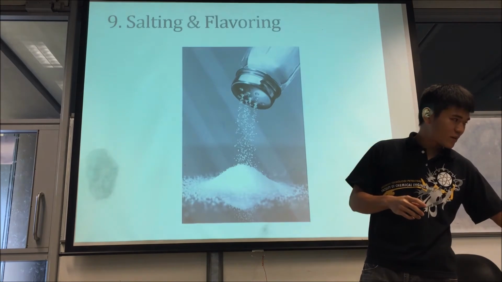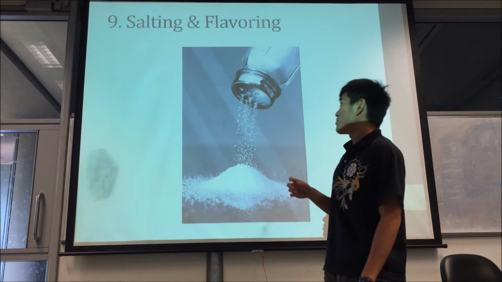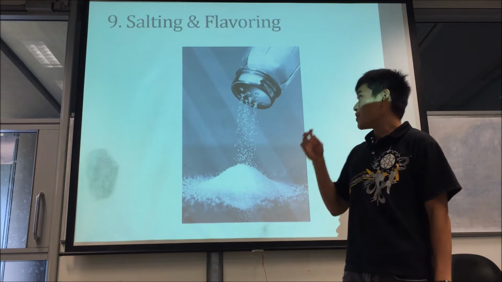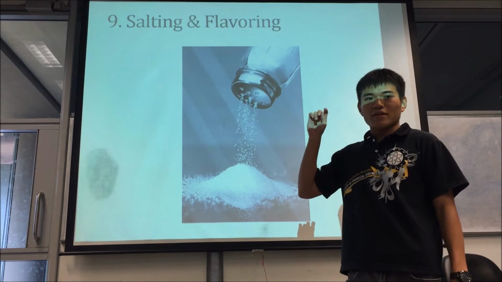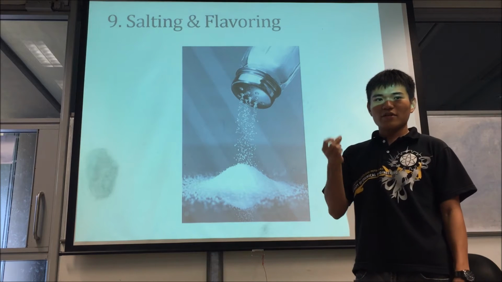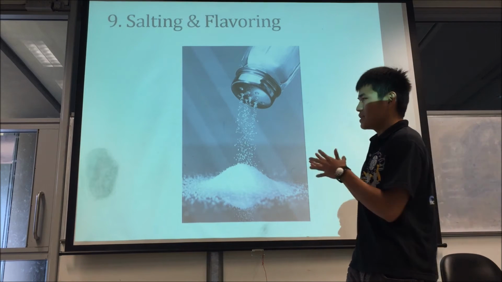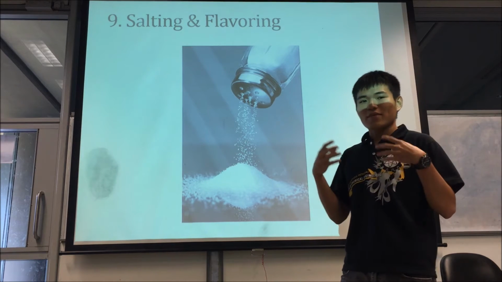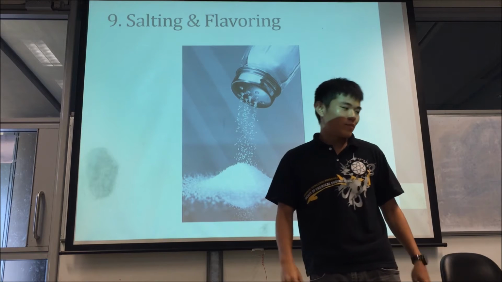Next, we have salting and flavoring. This is to give taste to the potato chips. So we have a salter and seasoning to give it the flavor. And next, we put this into a rotating drum so that the seasoning can be evenly spread on the potato chips.